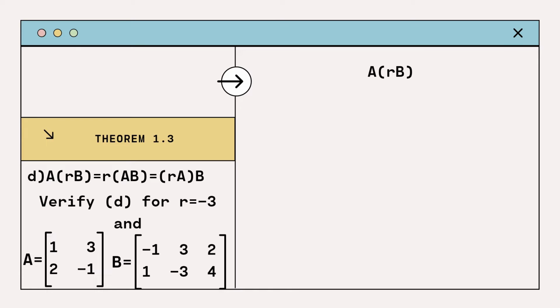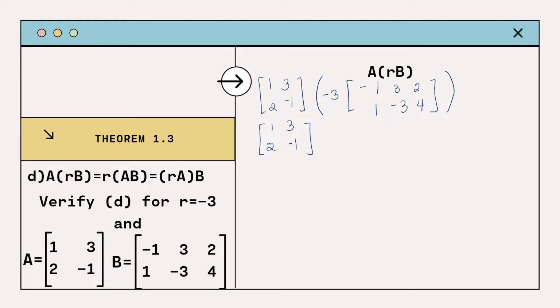Firstly, we have A times the product of R, B. So A, [1, 3; 2, -1], times R, which is -3, times our B, [-1, 3, 2; 1, -3, 4]. Multiplying -3 to each entry of B, we have +3, -9, -6, -3, +9, and -12.